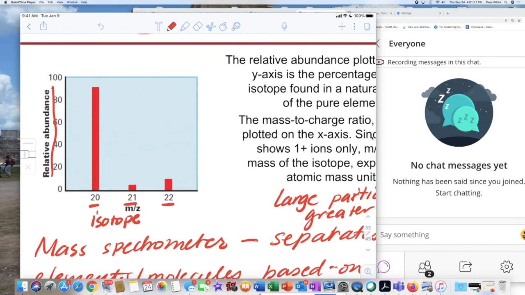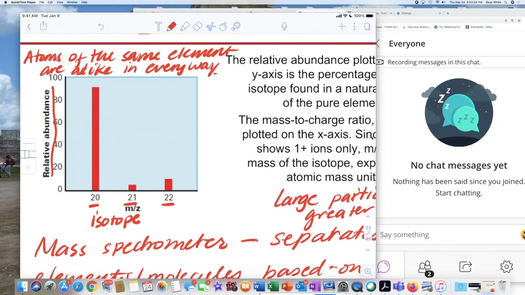20, 21, and 22. So the idea here is, according to Dalton, because remember, the purpose of scientists finding this out was because Dalton had told everyone in his work that an element tends to have atoms, and all the atoms belonging to the same element are alike. So let me rewrite that. Atoms of the same element are alike in every way. So scientists were expecting, once they found the atoms from the same element, that all they would find for this one would be one line, and all the atoms would have the exact same mass, which is a mass of 20. But the experiment showed them that's not true.